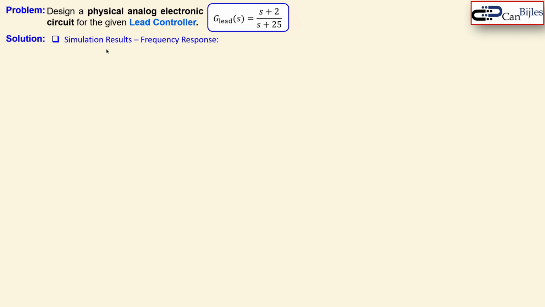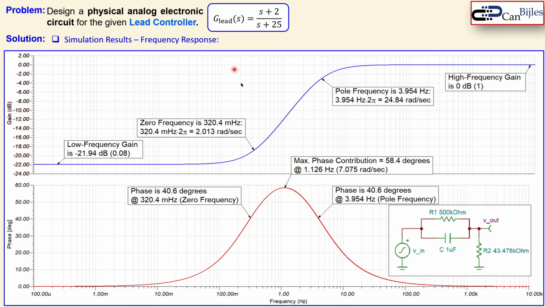Let's go to the simulation results, the frequency response, because there's a lot of information there. Let's begin with the low frequency gain. That means the following: what is the gain of this transfer function when the frequency is very small, or let's say exactly 0? That is not possible, because this is 100 microhertz, let's say 0.1 millihertz. So it is already a very low frequency, and I see minus 21.94 dB. It's actually in scalar form 0.08.